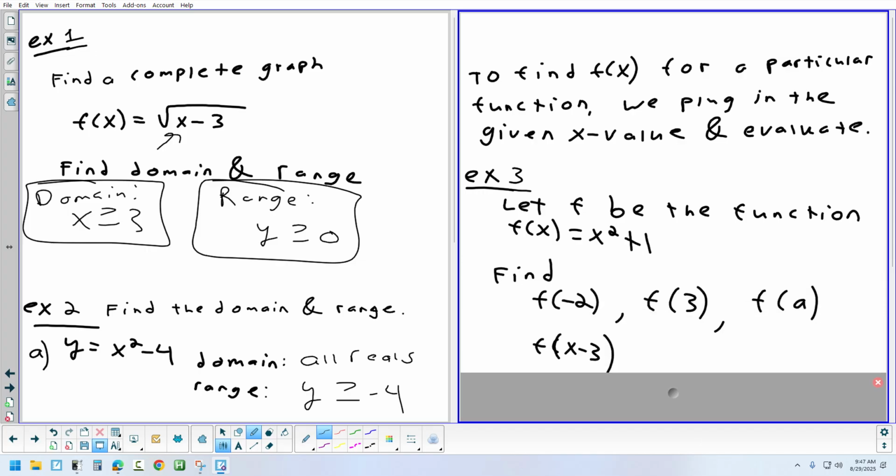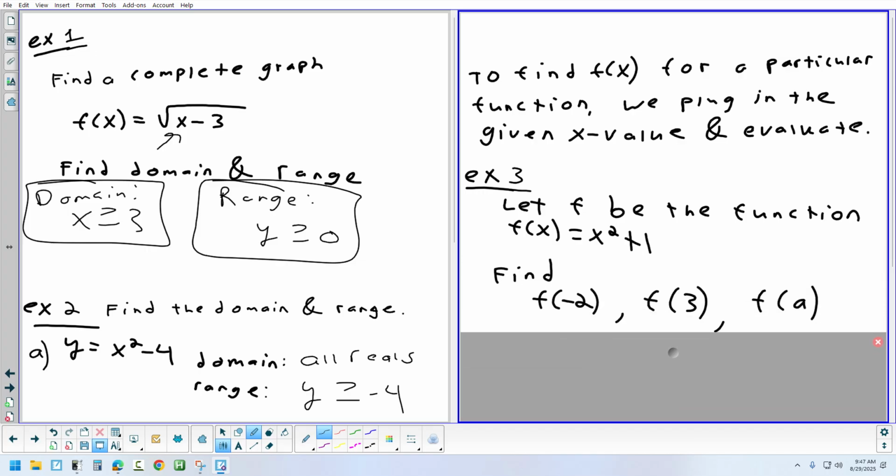Yes, evaluating. So if they ask you to evaluate a function, it basically means take the number or letter they give you and fill it in for the variable. That's what evaluate means. Take the number that they give you and fill it in for the variable. And they'll give you a formula that they want you to plug it into.